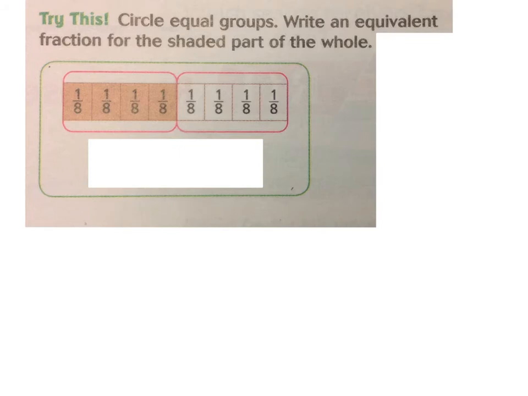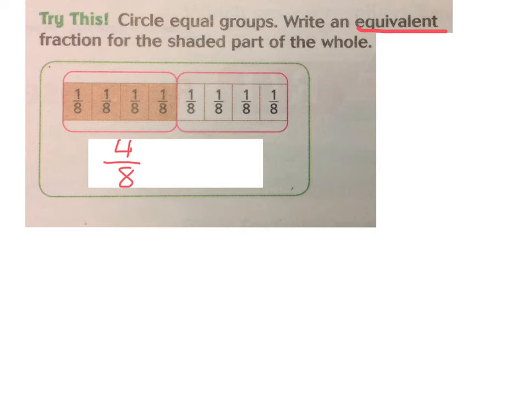This problem says, circle equal groups. Write an equivalent fraction for the shaded part of the whole. Remember that equivalent means that the fractions name the same amount. Looking at the model, I can see that it is broken into 8 equal pieces, and that 4 of the pieces are shaded and 4 are not. So to name the shaded part of the whole, I would say that there are 4/8 shaded.